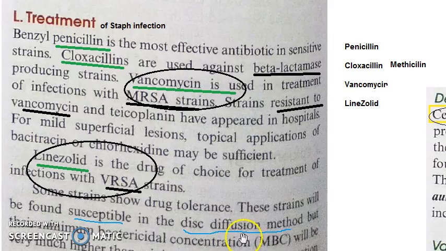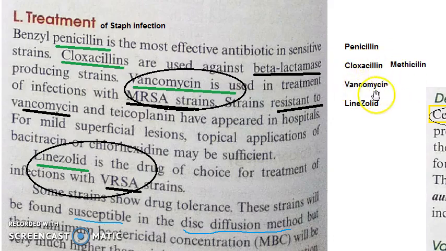Very quickly, let me tell you the treatment of staph infection. Penicillin is the most effective. Now, if those bacteria have beta-lactamase enzyme which can break this penicillin, then you will have to use cloxacillin or methicillin. Now, if the bacteria becomes resistant to methicillin, then you will have to give vancomycin.